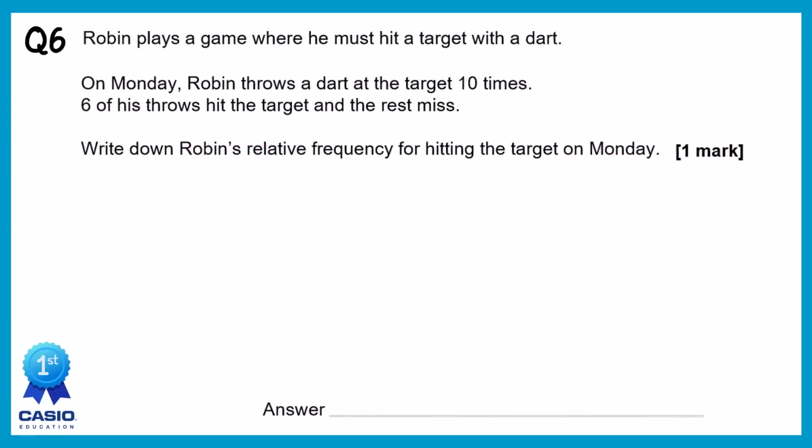In this question, we're told that on Monday, Robin throws a dart at a target 10 times, and 6 of his throws hit the target and the rest of them miss. We need to write down Robin's relative frequency for hitting the target on Monday.